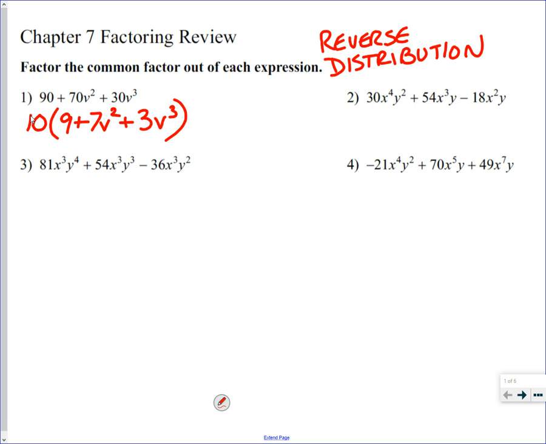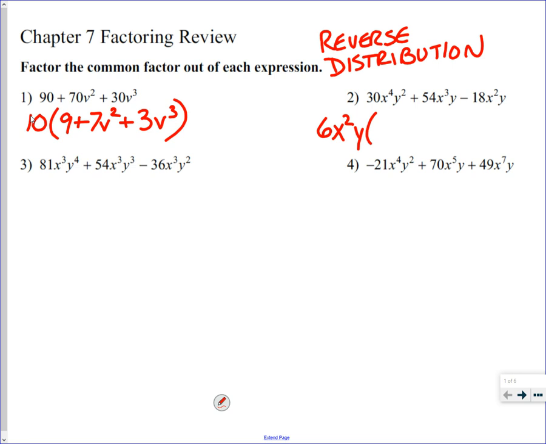And number 2, numbers that go into 30 and 54 and 18. So we're looking for the biggest number that goes into all of those. I think that's going to be 6. Yeah, 6 is the best that we can do for numbers. When I look at my x's, I have x's in all 3 terms. However, the smallest number of x's that I have is an x squared, so I can't go any bigger than that. And for y's, I have one of them that's a y squared. The other 2 just have a regular y, so that's all I can take out is just a regular y.